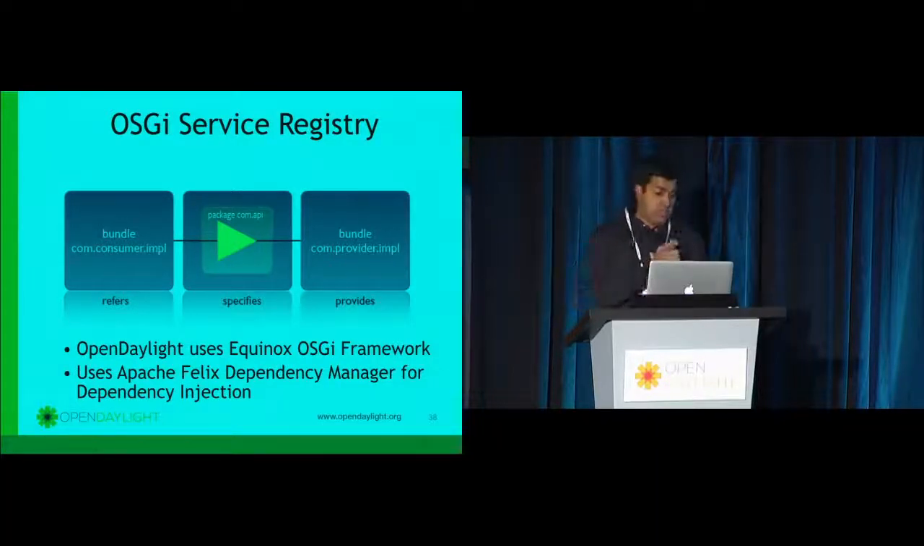Right? And one of the most important things in OSGi is the service registries. As I was explaining to the gentleman here, the plugins expose their services, and APIs are all exposed by the SAL layer. It's done using the OSGi service registry. And that was done, we use Apache Felix Dependency Manager just for that. We use Equinox for our base framework, but we use the Apache Felix Dependency Manager for that.